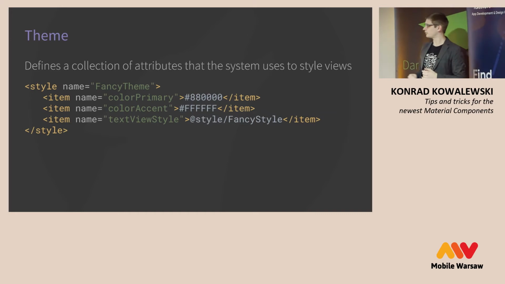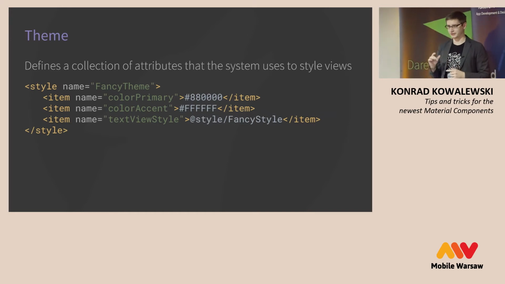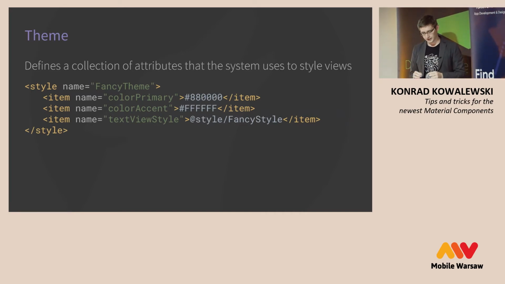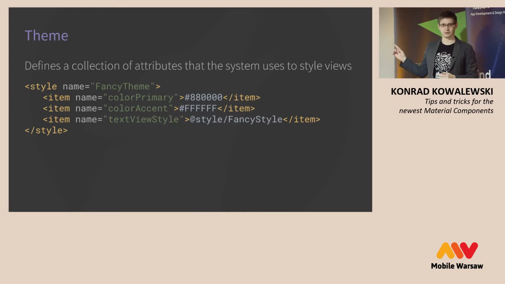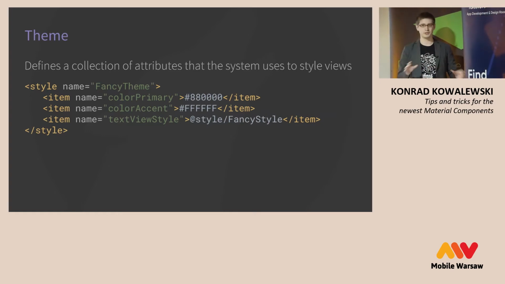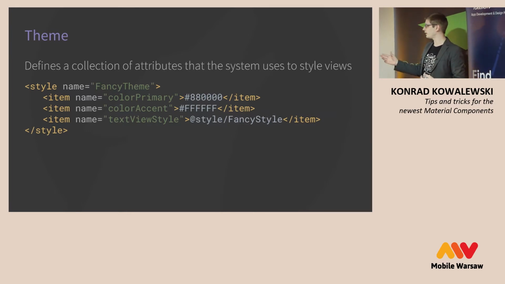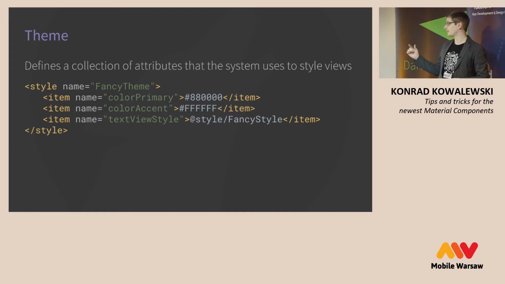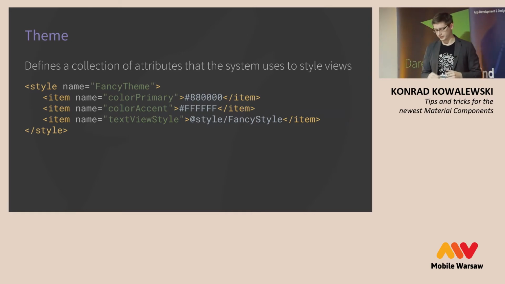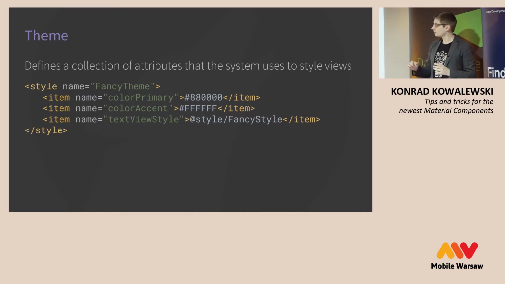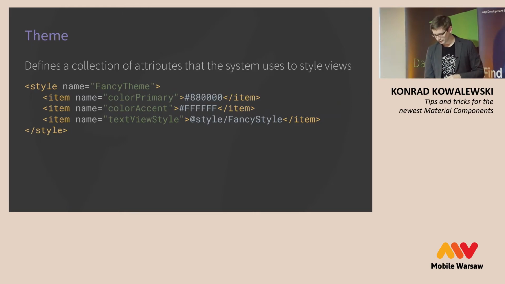Okay, so how does the theme come into the picture here? It defines a collection of attributes that the system uses to style views. These are basically attributes that you don't set directly on your views. No view has an attribute color primary nor color accent. Apart from that, you can also set default styles for all of the widgets that are available in the framework. So for example, text view style, where you can set the fancy style created before as a default style for all text views in your app. Okay, so to be clear, styles set the attributes that we would normally set on a view directly in XML, and themes set attributes that the framework uses to style our widgets later with default values.